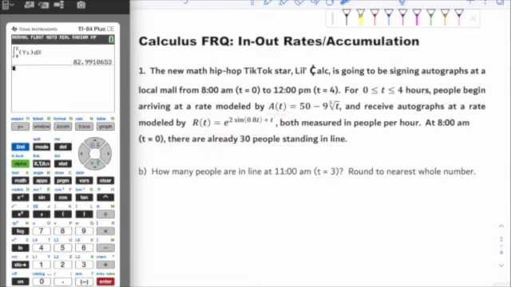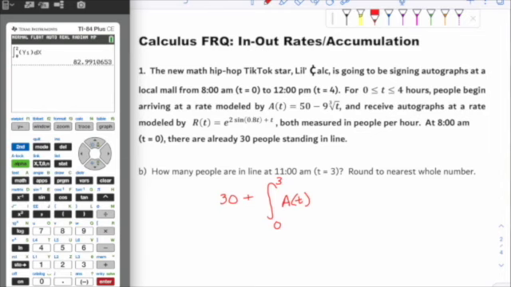So here we go. This is basically, we're going to start with the 30, and we're going to add on to that between 0 and 3, right? Because it's from 8 a.m. That doesn't need to be specified, from t equals 0 to this time of 3. How many people have arrived? And then I'm going to also take away how many people have received their autograph, because they're leaving the line.